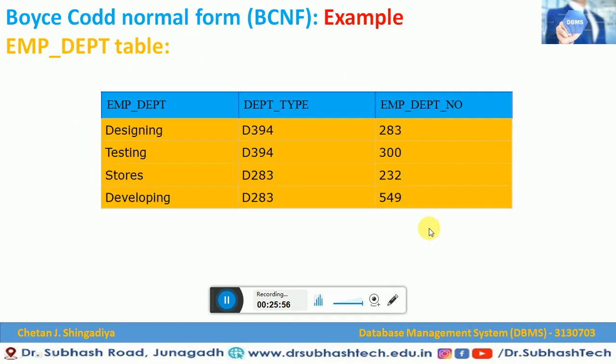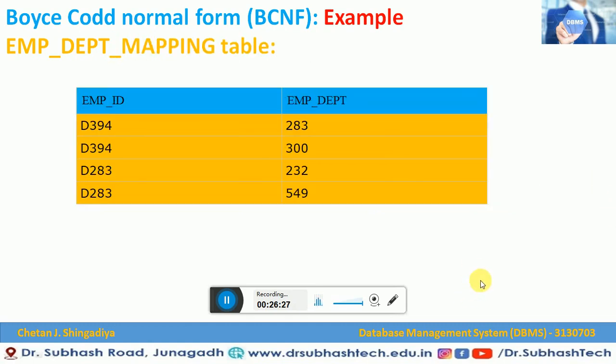The other table we would like to see that we have created is employee department. That particular table is organized in this manner: employee department, department type, and employee department number. Based on this employee department number, we can say this can be called a super key of that table.